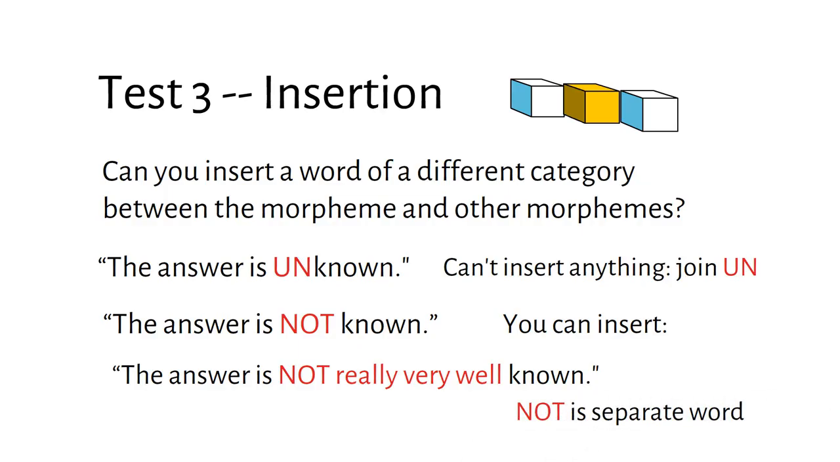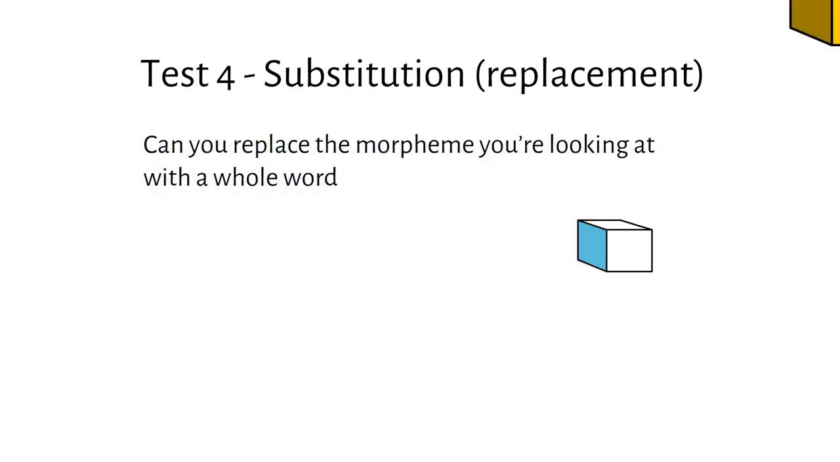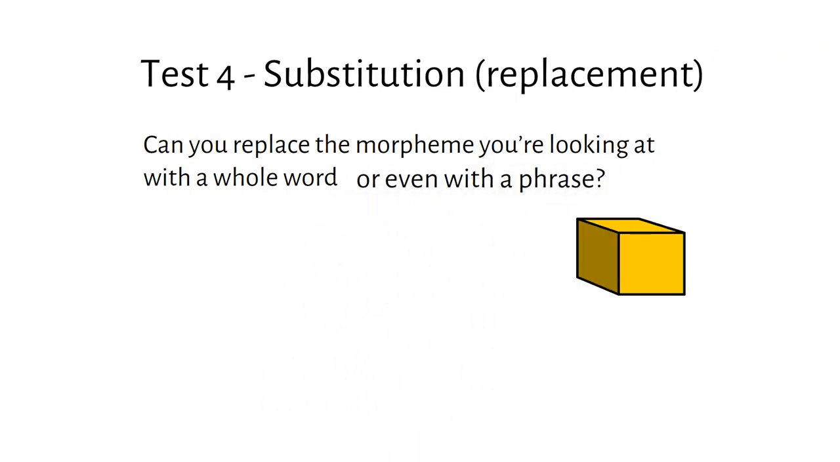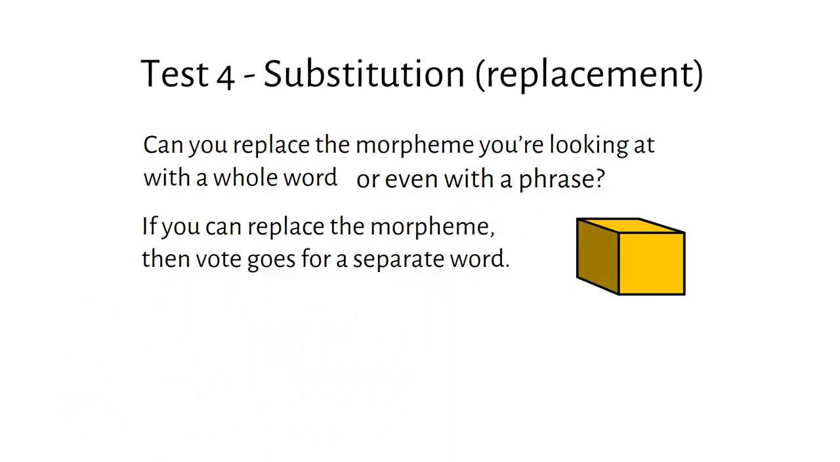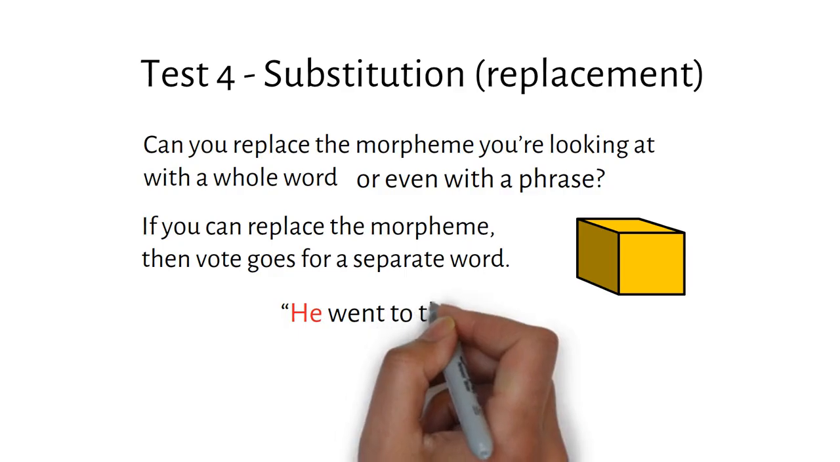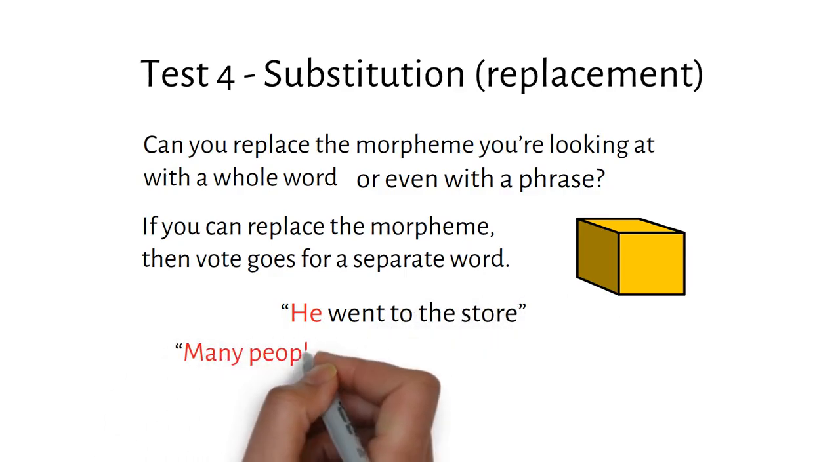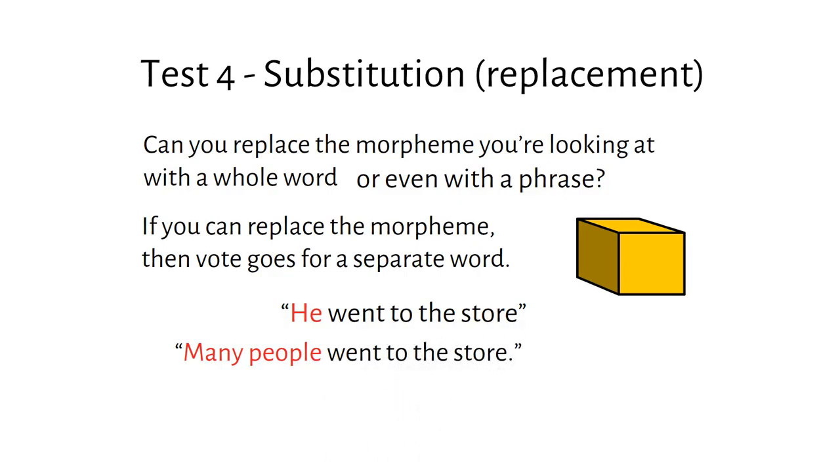There is one more grammatical test, I think. Our fourth test is substitution or replacement. Can you replace the morpheme you're looking at with a known whole word, or even replace it with a phrase? If you can, then that votes for it being a separate word. We can say, he went to the store, and substitute other words for he, like, many people went to the store. So he is a separate word.